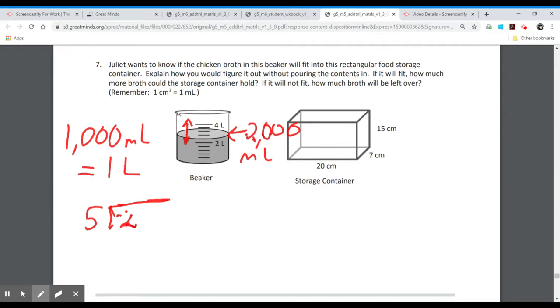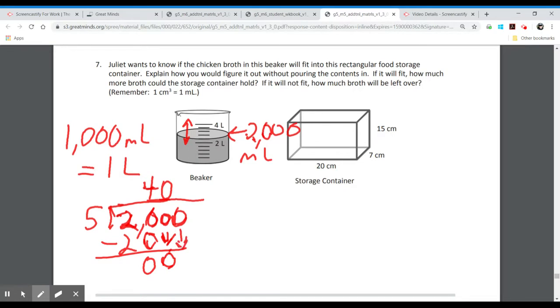That's 2,000, sorry. Okay, there you go. So 5 goes into 20. 5 can't go into 2, but 5 can go into 20 four times. So that's 0. And if we bring down a 0, it goes in 0. And then we bring down the last 0, and it's 0. So each one of those dash marks is worth 400 milliliters.